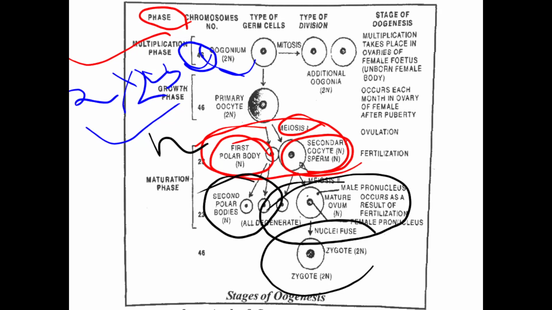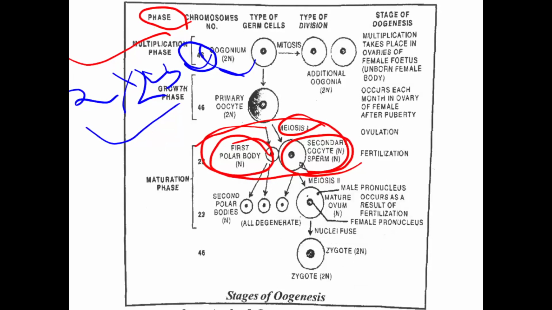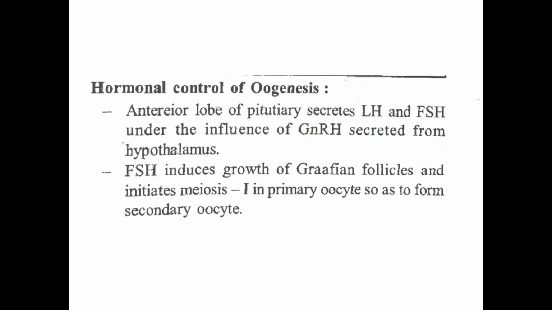So we got one ovum, and if a sperm meets the ovum, then we get the zygote. Can you understand? Next, the hormonal control of oogenesis.